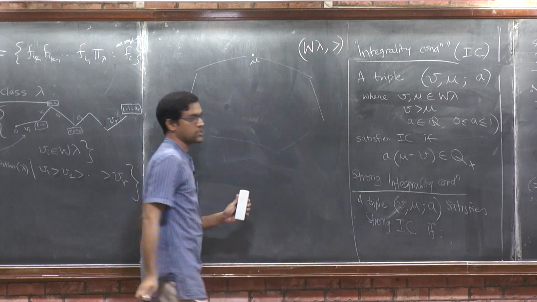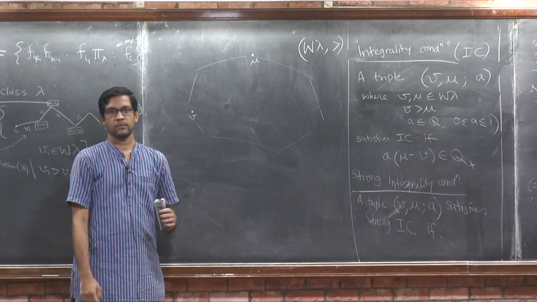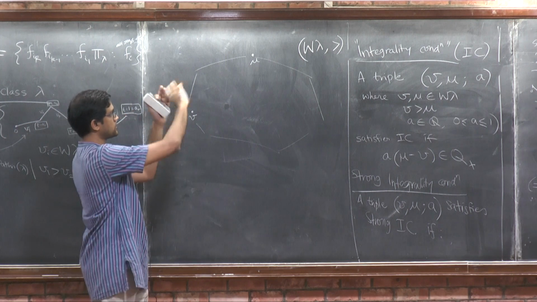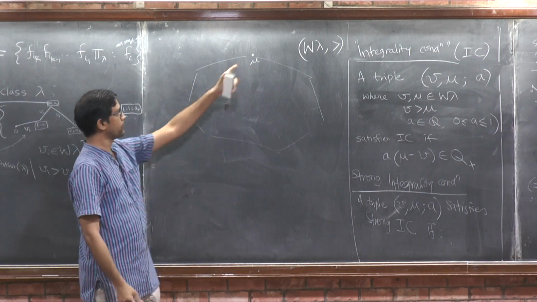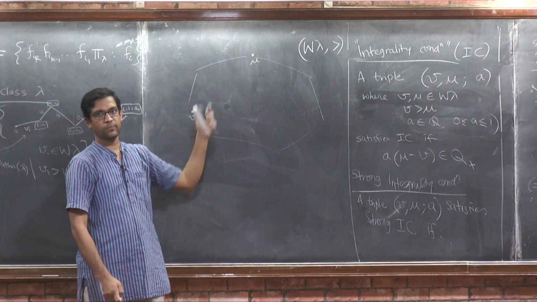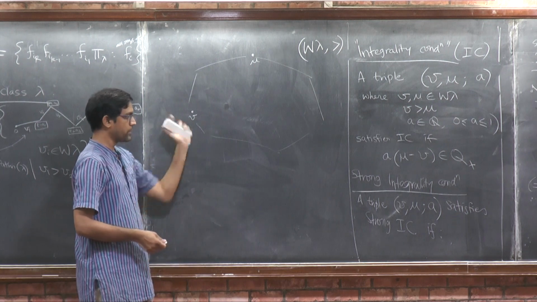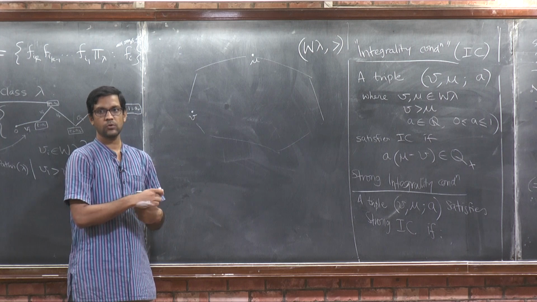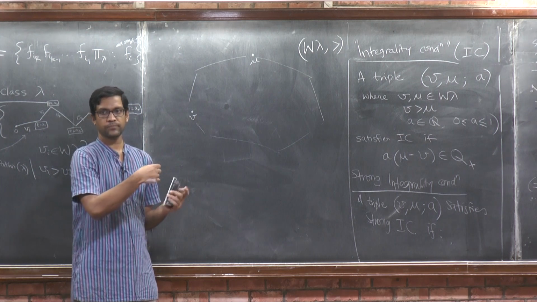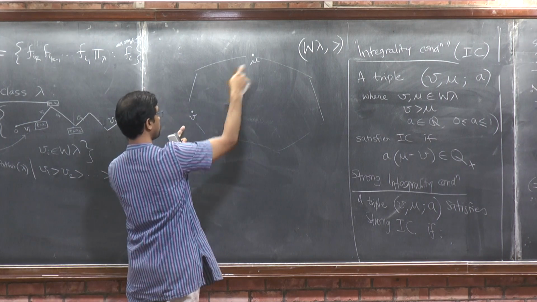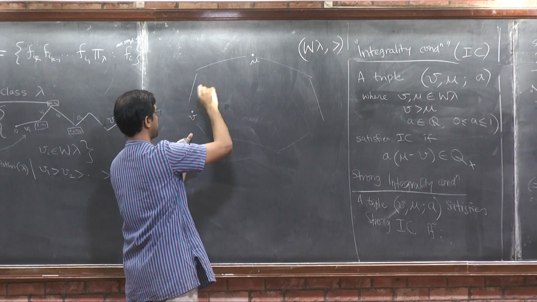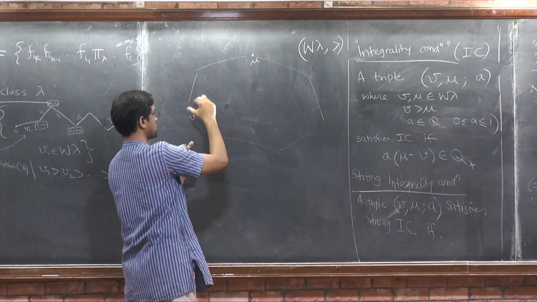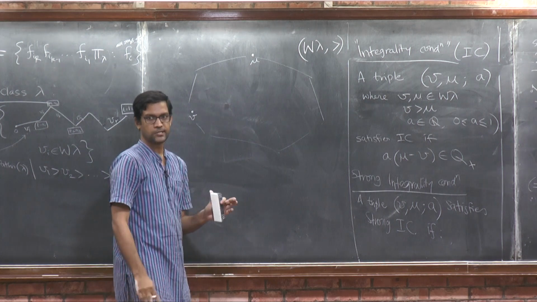So I'm drawing the poset W lambda, a partially ordered set. There's some partial order here, and nu and mu are like this, right? Nu is bigger than mu. Now, what does nu bigger than mu mean? The full definition says I should be able to find a sequence from nu to mu such that each step differs by a reflection and each difference is in positive Q plus, etc., etc.